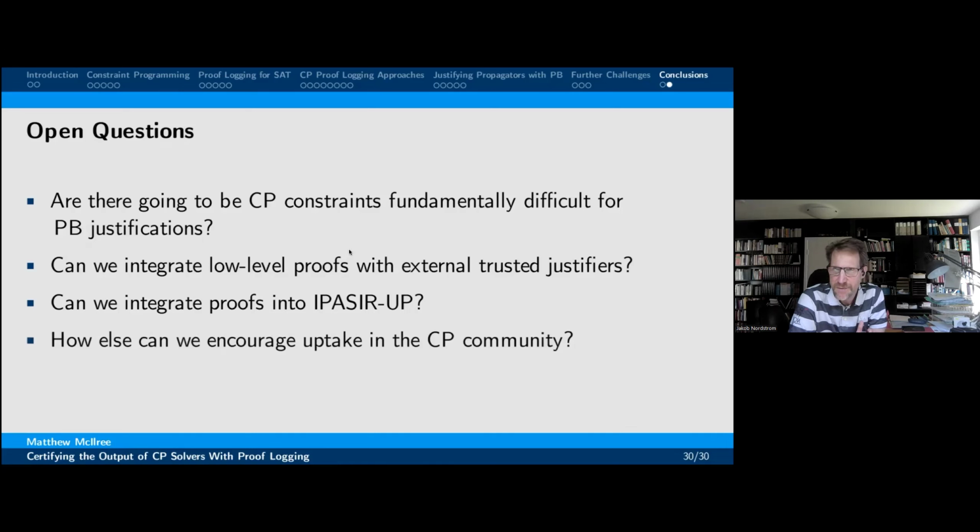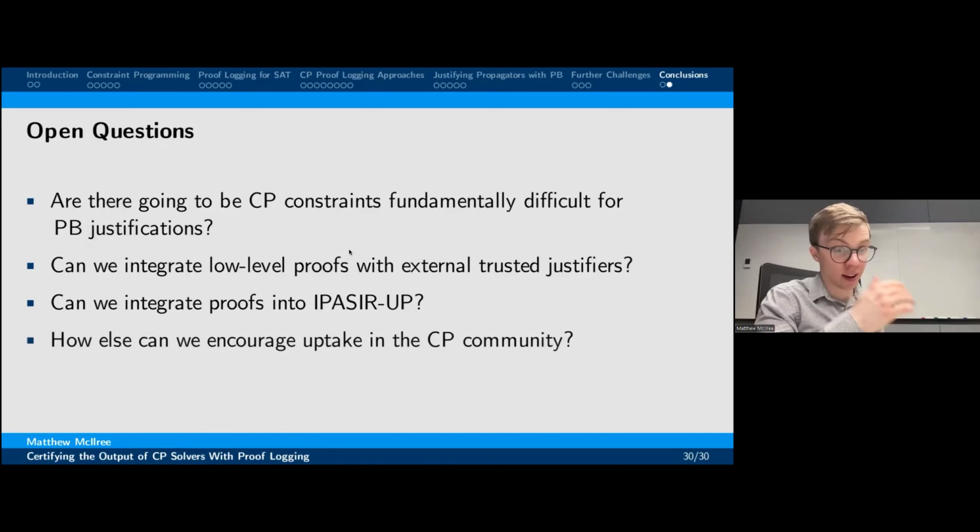Do you think it would be possible to build some kind of tool chain for writing CP proofs without having to understand what the proofs are? And what would such a tool or a library or format or whatever look like? So yeah, I think exactly that this will be the way to go.